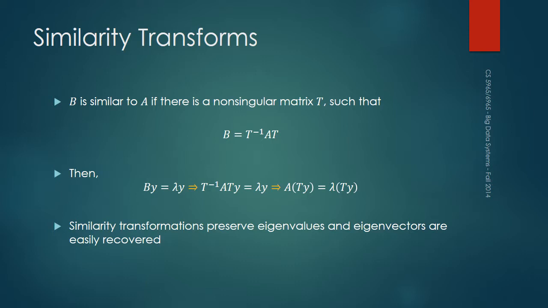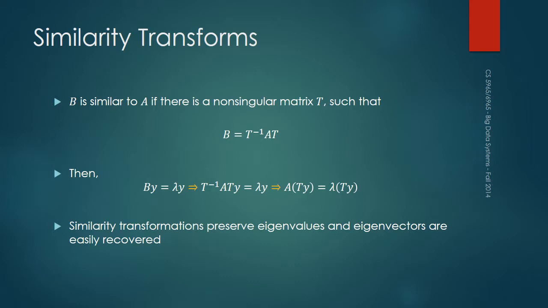And what can you say about the eigenvectors? What can you say about the eigenvectors? It's easy, it's here. What is the eigenvector of B here?